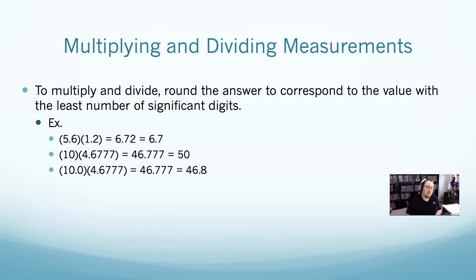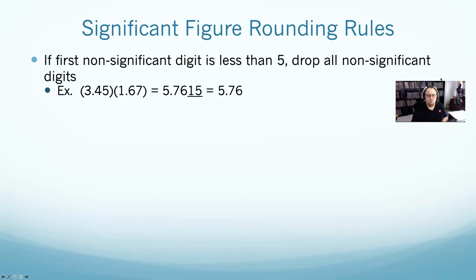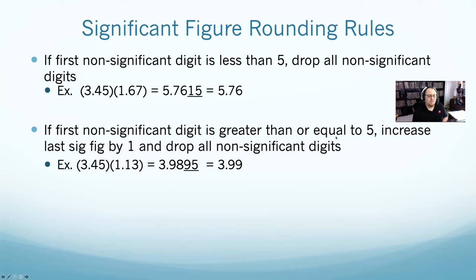Now, I have been saying you got to round these things, rounding rules. I assume people use the same rounding rules as most, but I can always cover them. When you round a number, look at the first digit you're getting rid of. If the digit is less than 5, you drop it. 5.7615, I want to round down. 1 is less than 5, I get rid of it. If the first digit you're getting rid of is 5 or higher, you increase the previous digit by 1 when you round. 3.9895 becomes 3.99.